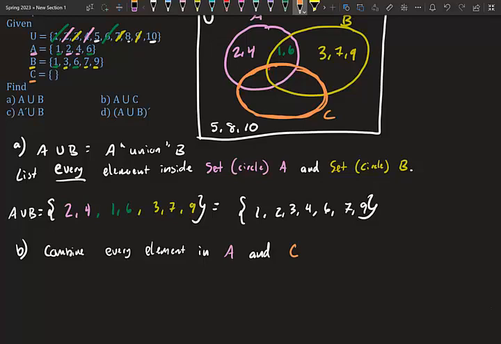So everything inside the pink and the orange is 1, 2, 4, 6. I put it in order. So everything in A and C. C has nothing in it. That's okay, but A has 1, 2, 4, 6 in it. We're not finding out what they have in common. All we're doing is just combining the two sets. That's all we're doing.